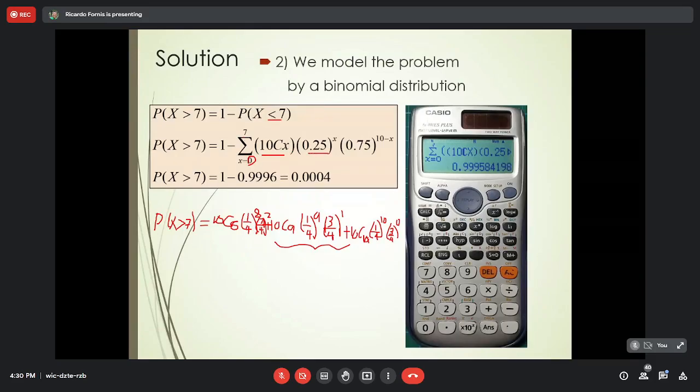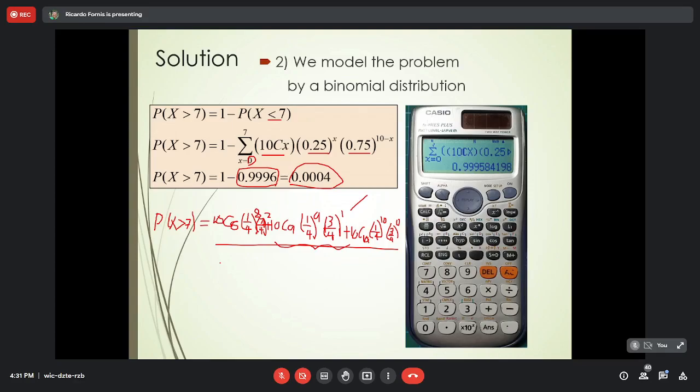Then here, 0.25, 0.75, 10 minus x. I have presented here a calculation in the calculator. You will be getting this quantity. So that is the summation x equal to 0 up to 7, 10 combined x, 0.25 power x times 0.75 power 10 minus x. You will be getting the same result of 0.004 if you follow this formula.